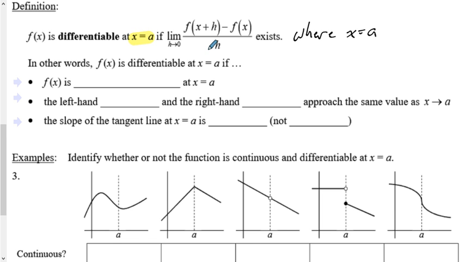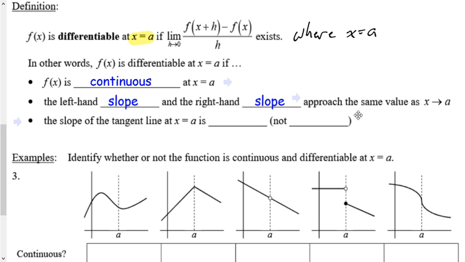So here we have some, in other words, explanation to help us. As I read through this earlier, it's a little bit redundant, but that's okay. So it's differentiable if the function is continuous for x equals a. And then I said the left and right hand limits approach the same value. Well, that has to be true in order for the function to be continuous. But it's helpful for us to think of the left-hand slope and the right-hand slope approaching the same value as x approaches a.